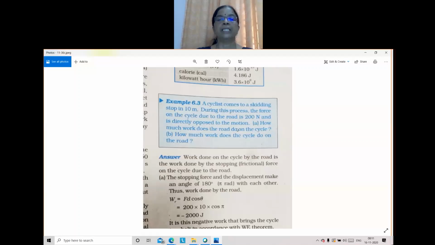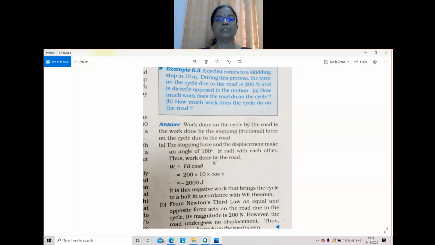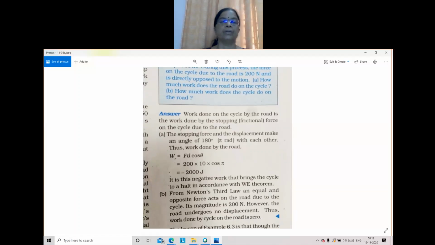How much work does the road do on the cycle? Work done is equal to F d cos theta. The stopping force and the displacement make an angle of 180 degrees, pi radian, with each other. So the work done by the road equals F d cos theta. F is equal to 200, d is equal to 10 meter, and theta equal to pi. Do you know how we got this pi? The stopping force and the displacement make an angle of 180 degrees with each other.